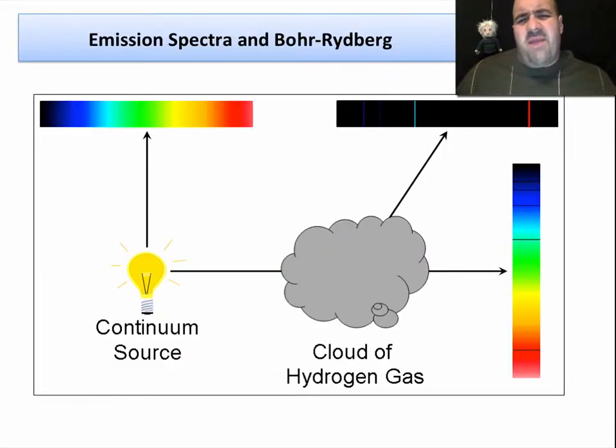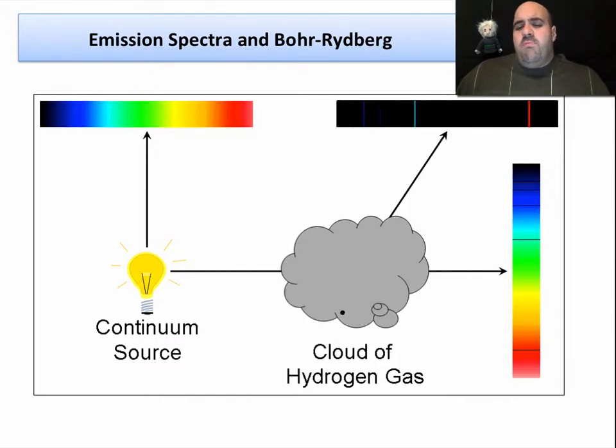And the last thing I want to talk about is emission spectra. We know that if we pass white light through a prism, we get a continuous spectrum of all colors. So if you ever pass white light through a prism or looked at a CD, which has a diffraction grating on it, you can see a full spectrum of colors.